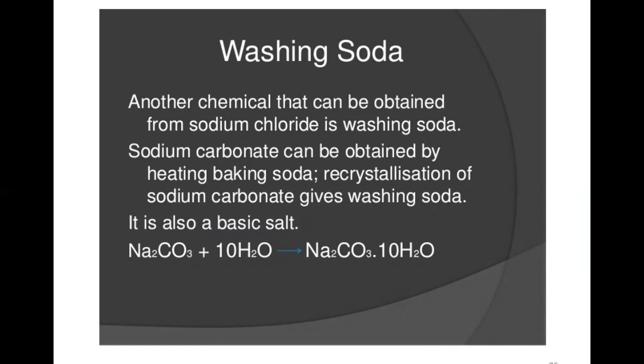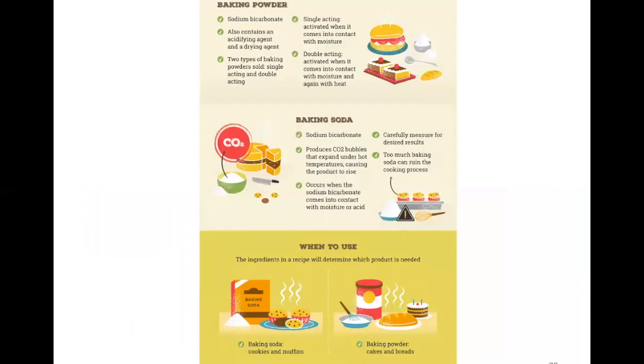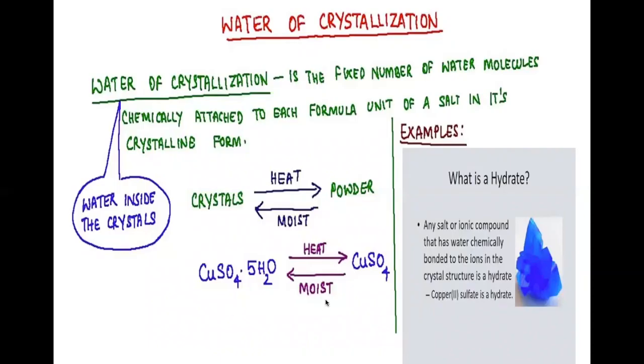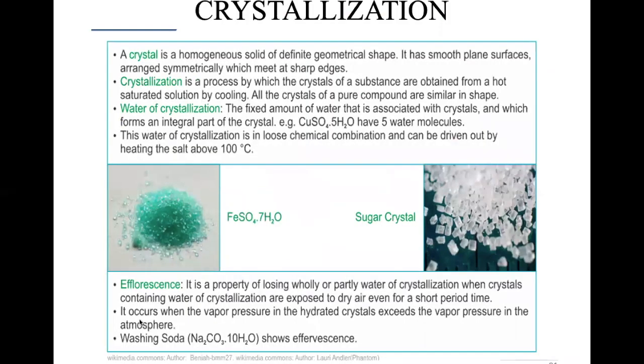So how many water of crystallization? It is 10 molecules of water. And how many water molecules are there in copper sulfate? Crystal form 5H2O. So when it is heated, the water will be removed. It will give rise to CuSO4. Again, if water is added, it will form this.